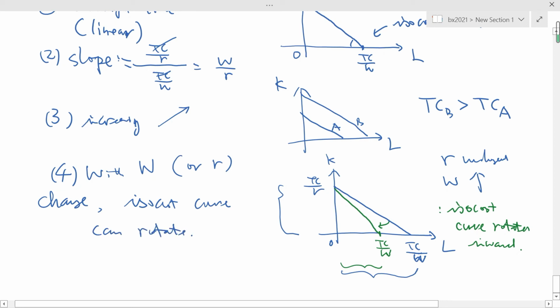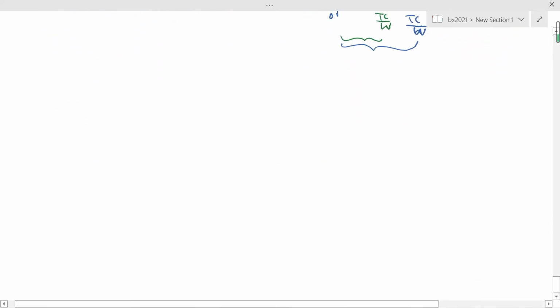Alright, so that's the isocost curve. Now we have two tools in hand, the isoquant curve and the isocost curve. Then we are ready to answer the question on the optimal usage of capital and labor. So let's put them together.